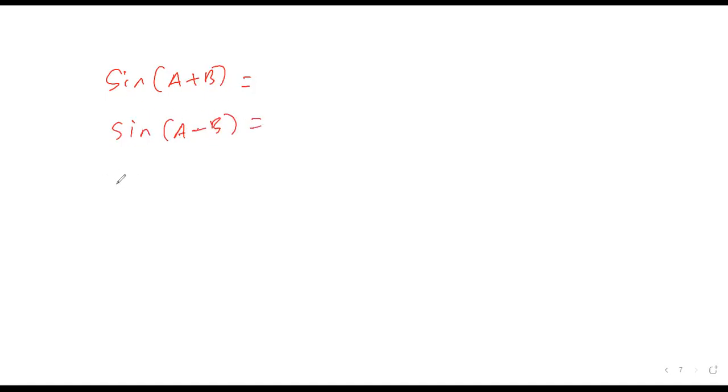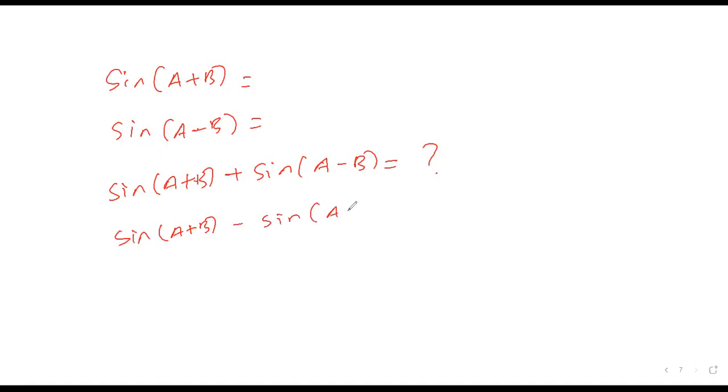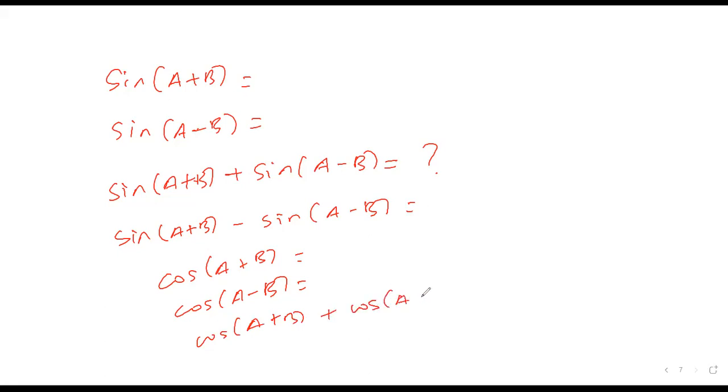Okay. Then if you add sin(A+B) plus sin(A−B), these are trigonometric A-level things. So what will you get? Similarly, sin(A+B) minus sin(A−B), what will you get? In a similar way, you can construct for cos(A+B) and cos(A−B). If you have different cases, you have to use this identity. So what if it is cos(A+B) plus cos(A−B), or what about minus?